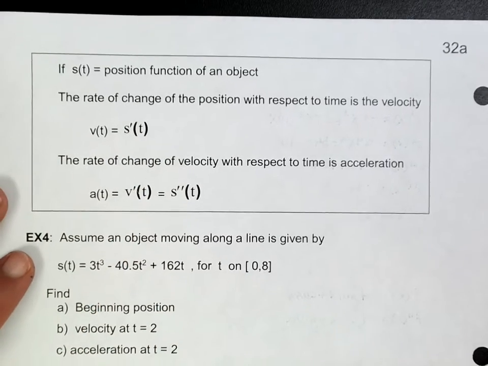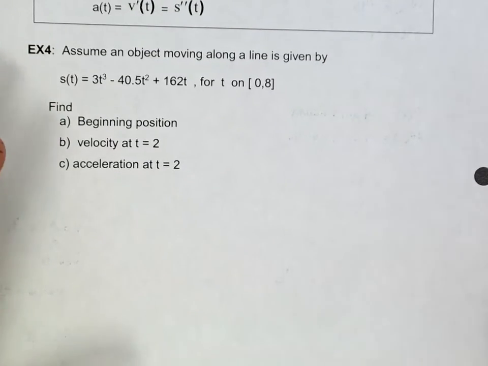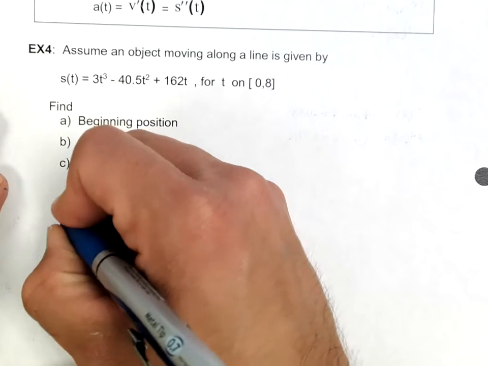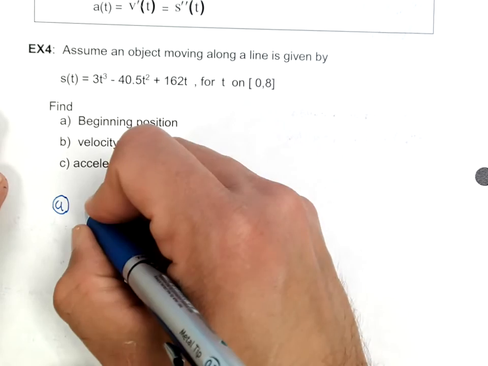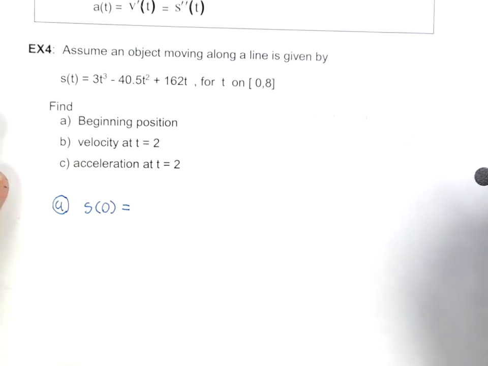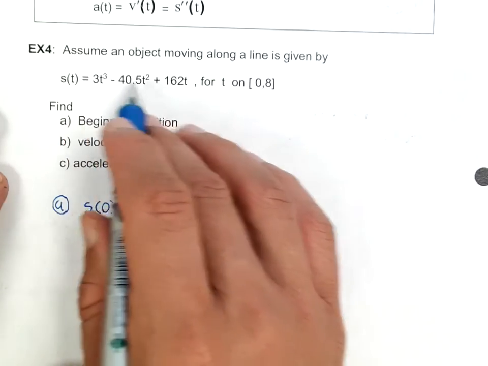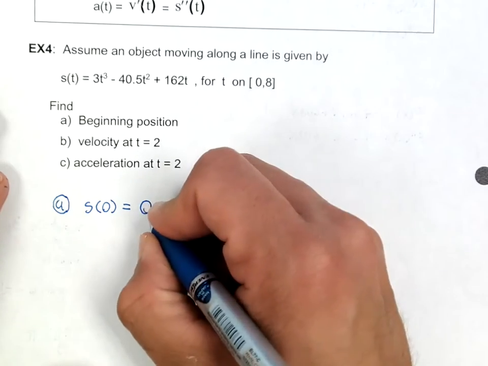Okay, so let's take a look at a problem. Example 4 says, assume an object moving along a line is given by s of t, and you can read the rest of the equation, for t between 0 and 8, including 0 and 8. So we're going to find the beginning position. To find the beginning position, all we're going to do is plug in 0. At t is equal to 0, what is my initial position? So all I have to do is plug in a 0 here, here, and here, and if I do, notice that I get a 0. So my beginning position is going to be at 0.